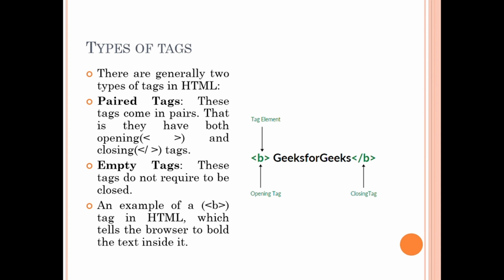An example of paired tags is the bold tag in HTML, which tells the browser to bold the text inside it. If you look at the example, there is "GeeksforGeeks" as a string between the opening and closing tags of bold. The bold tag tells the HTML document to bold the contents present inside it.